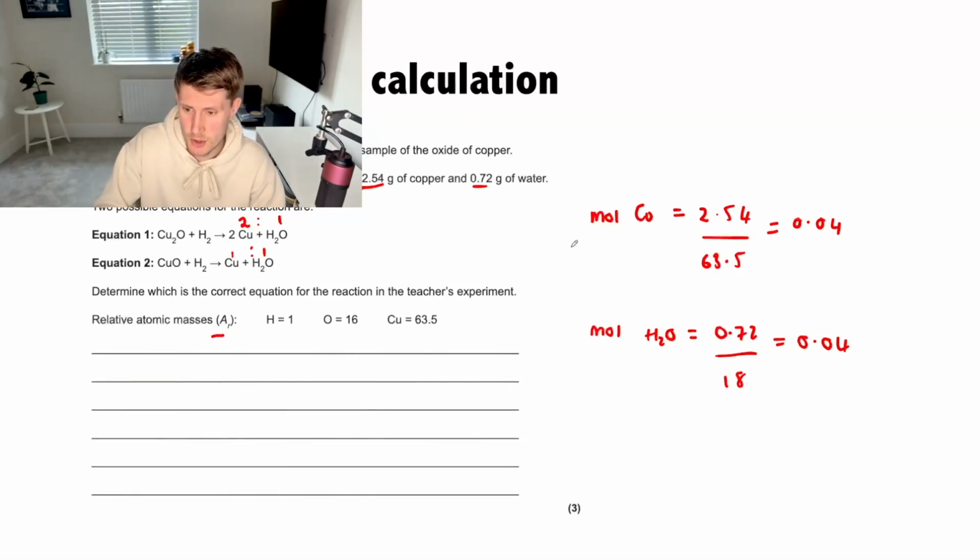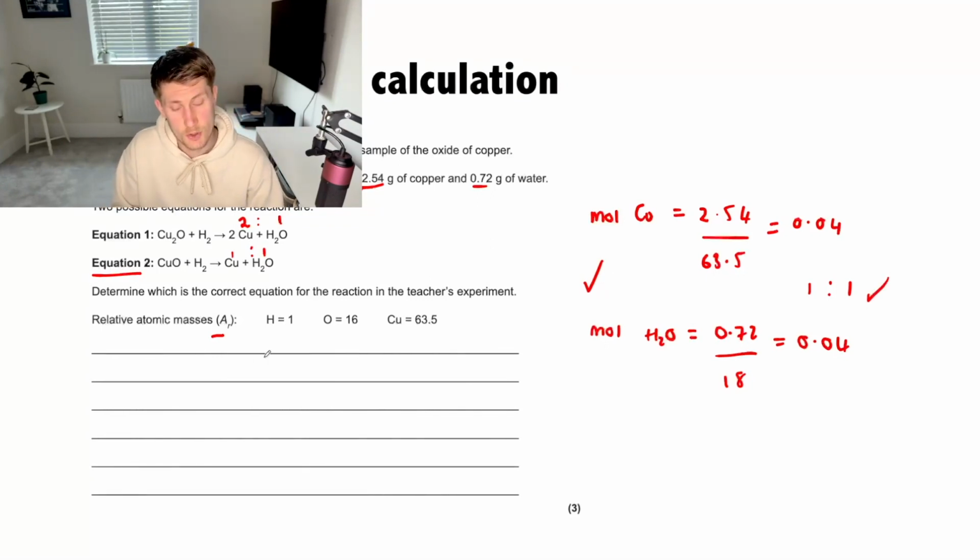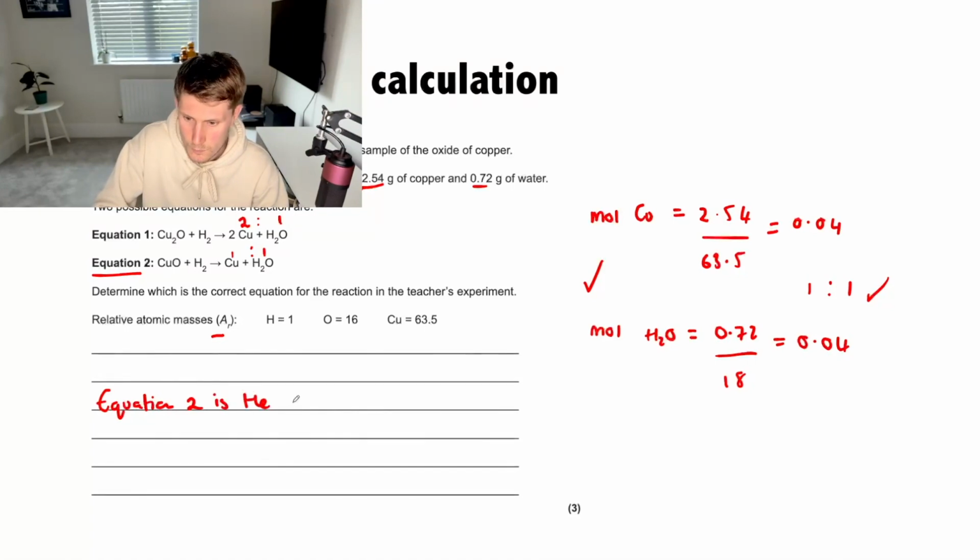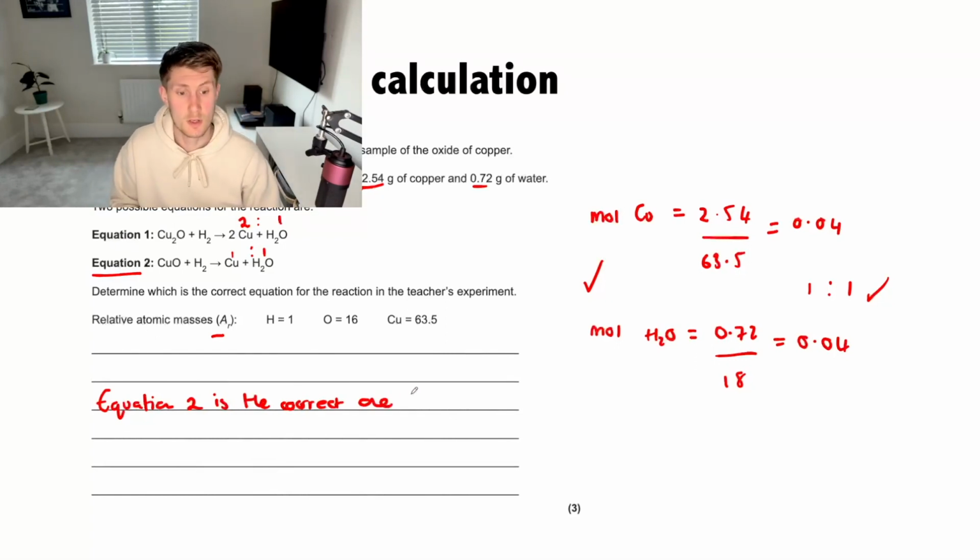Now that's really important because that helps us with our ratio. They are in a 1-to-1. Same value effectively. The only equation that could give us a 1-to-1 is equation 2. So that's how I know it's that one. And the marks come from calculating the moles, working out the ratio, and saying which equation is the correct one. So I know equation 2 is correct. I know it's the correct one because it's in a 1-to-1 ratio, because both the moles of the copper produced and of the water are both 0.04.